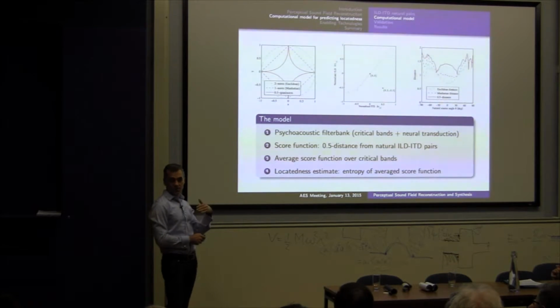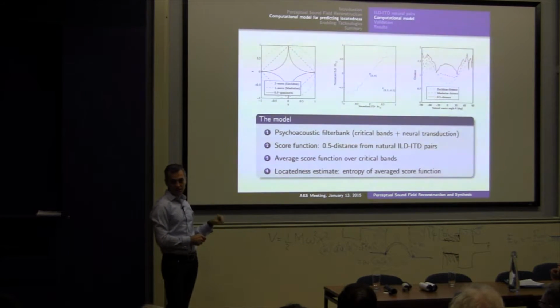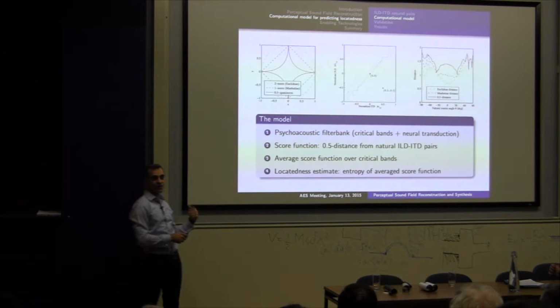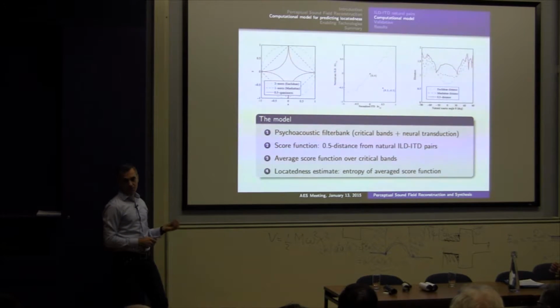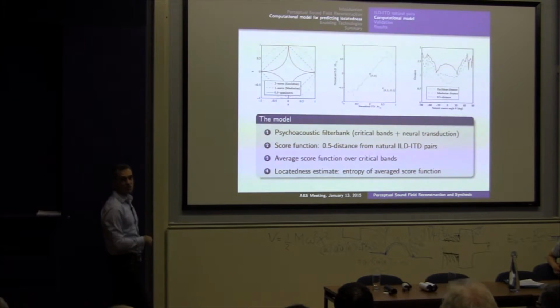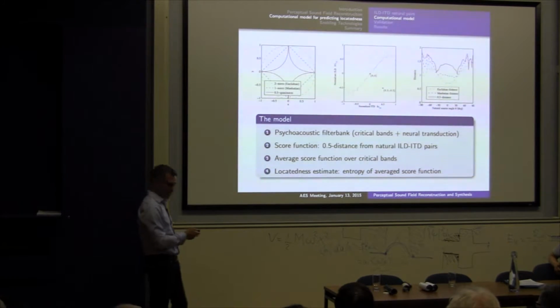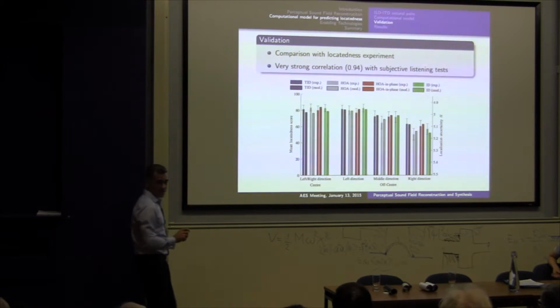Now we know that the auditory system aggregates all this across different bands, so we average all these curves and calculate the entropy of this average curve, which gives us some idea of how convincing our impression is, how certain we are about the direction of the sound field. There is much more to it, and there is a reason behind each one of these choices, much deeper than what I'm explaining here. But that's basically the main idea.